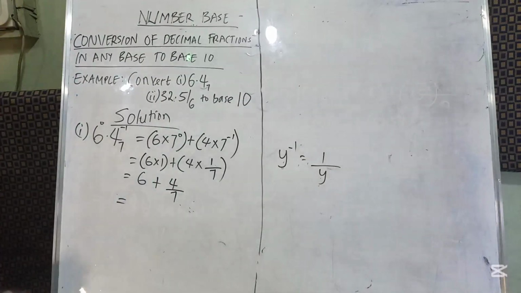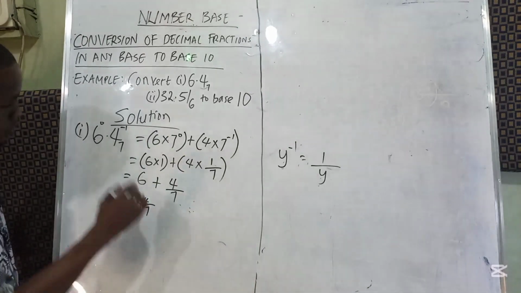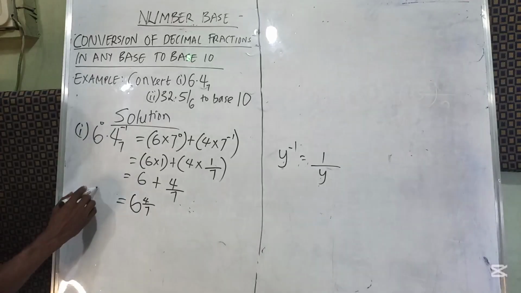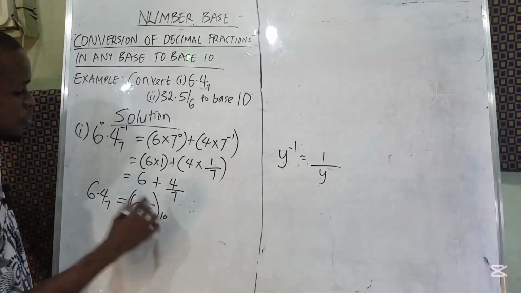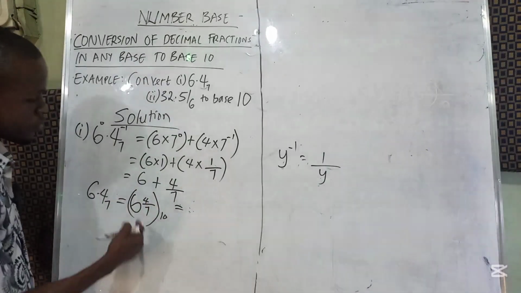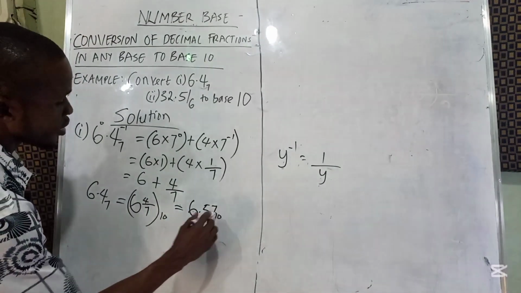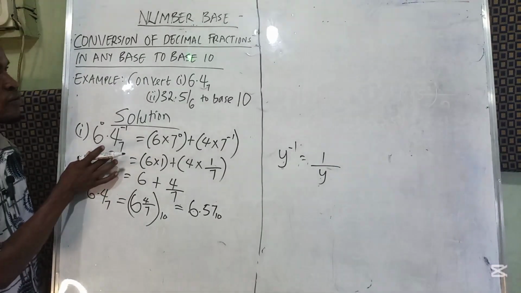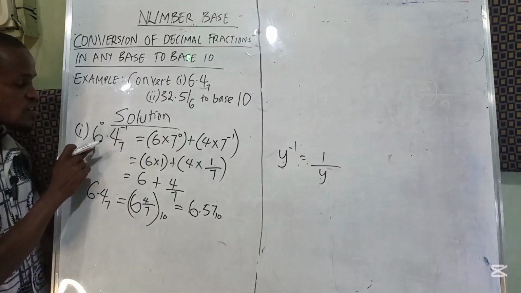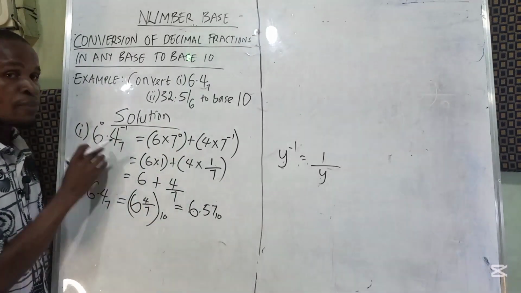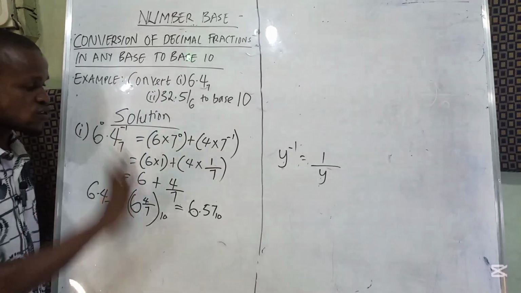All right, so this equals 6 plus 4 over 7, which is the same thing as saying 6 whole number 4 over 7. So that means 6.4 in base 7 is equal to 6 whole number 4 over 7 in base 10. Now, if you convert this to decimal, 4 over 7 is the same thing as saying 6.57 in base 10. So that's how to convert from decimal fraction to base 10 by simply expanding them. When expanding them, for the unit attach 0, for the tenth attach the power of minus 1, for the hundredth, if you had another number, you will have attached power of minus 2, and so on and so forth.